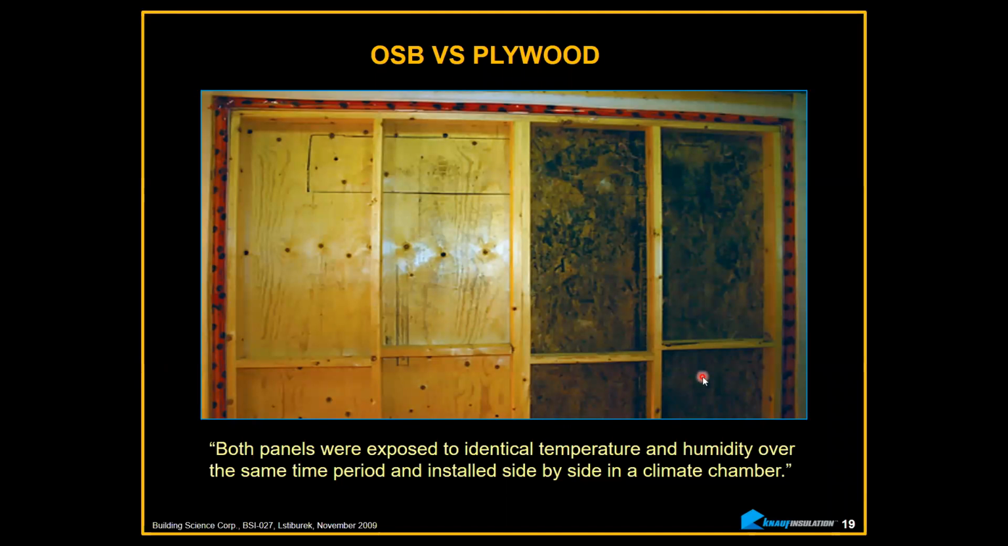This was a test done by Building Science. Straube and his crew put this in a chamber. The entire wall assembly was treated identical, except this is OSB and this is plywood. They had one test area that they were actually looking at, but you can see none of that makes a difference because this entire sheet of OSB is completely destroyed with mold. This is a problem.